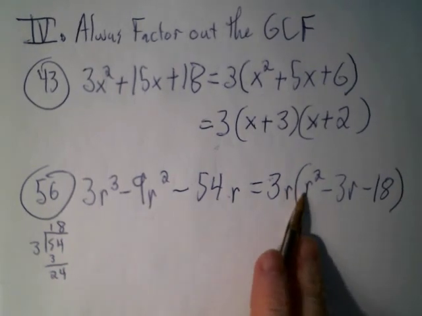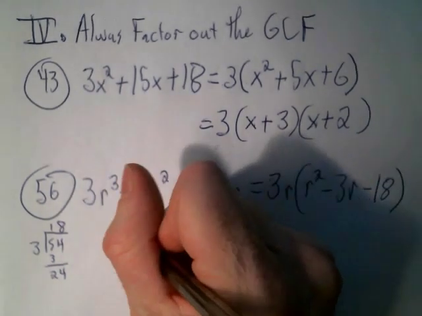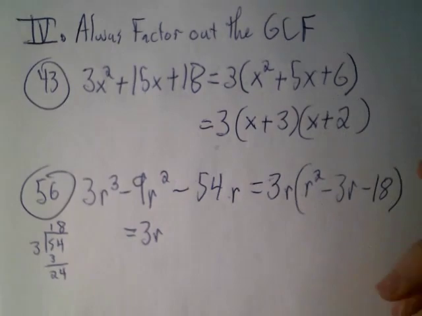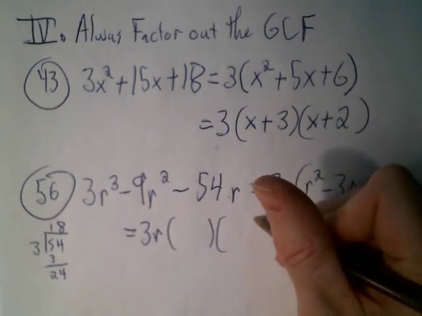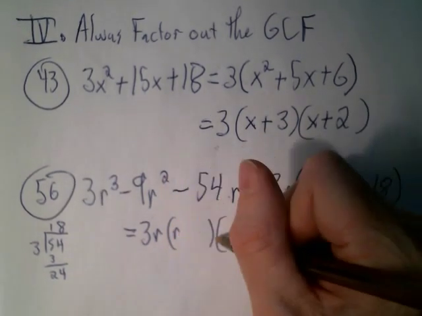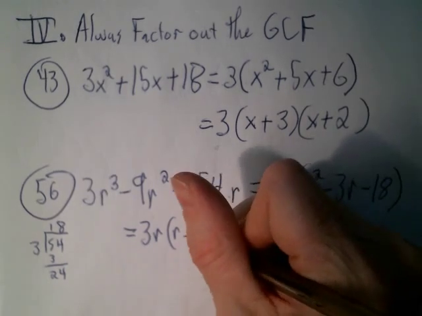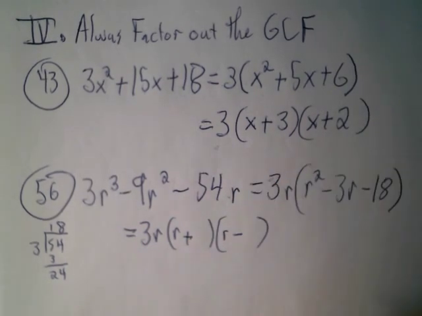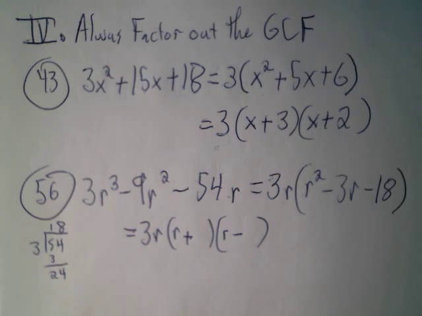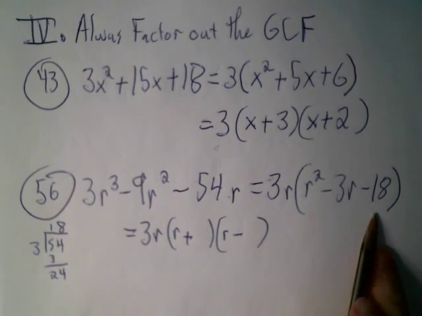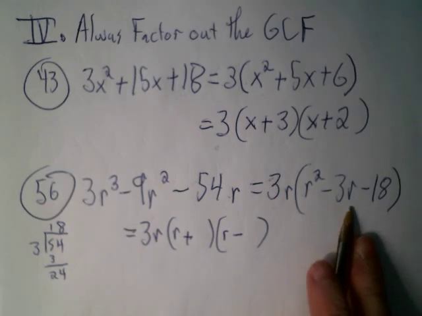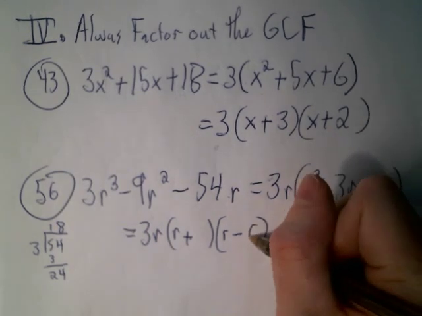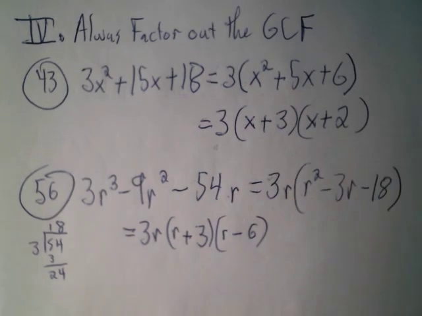And then we could take this part and factor it even more. So we have 3r times, set up your parentheses. It has to be r and r. And then for this form, it has to be plus minus. And it looks like it's going to be 6 and 3. Okay, so 6 times 3 is 18. When you subtract them, you get 3. We want the bigger one to be 6.